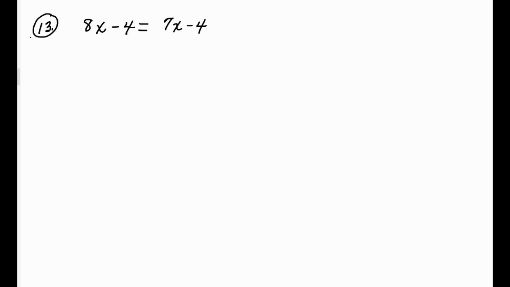Okay, on this problem, I've got a variable and a constant on each side of the equal sign, so there's nothing for me to simplify. I'm going to subtract the smallest variable term. So get rid of that 7x. This gives me x minus 4 equals negative 4. Then I can add 4 to both sides of the equation. So x equals 0.